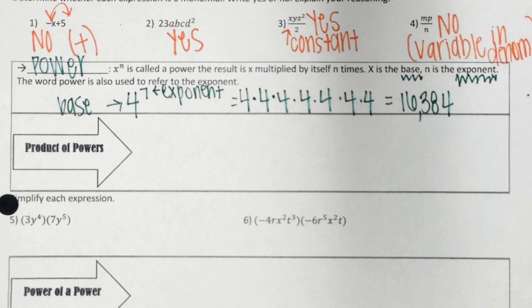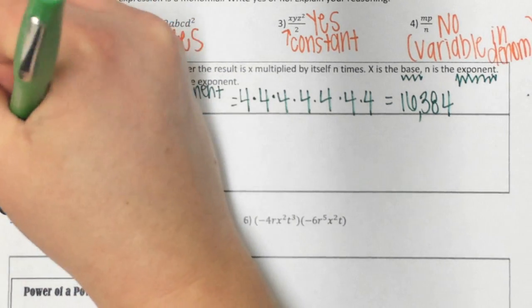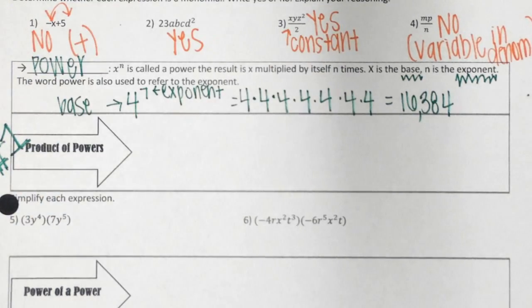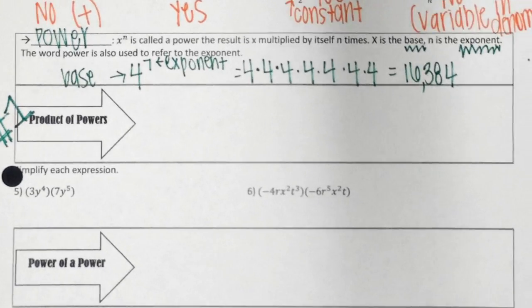Alright, so there are 3 properties of multiplying our exponents. There's 3 different kinds. The arrows are the properties. So here's number 1. It's called the product of powers. I'm going to write down this little definition and I want you to follow.